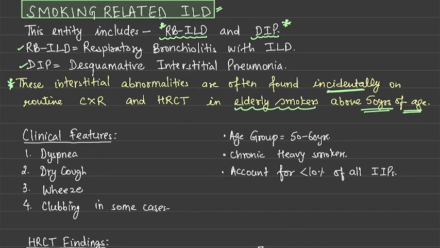What are the clinical features? The clinical features are the same as that of other ILDs. First of all is dyspnea. Second is dry non-productive cough. And in these diseases we will be able to hear wheeze associated with the inspiratory part of the respiration. Then there is clubbing. Clubbing is seen in some cases. Age group most commonly involved is 50 to 60 years, elderly chronic heavy smokers. These smoking related ILDs account for less than 10% of all idiopathic interstitial pneumonias, right?